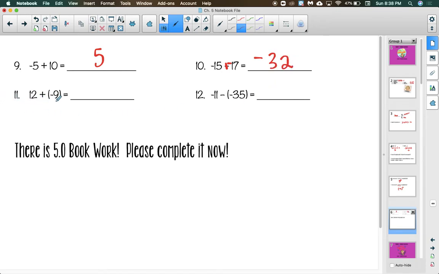Number 11, 12 plus -9. There's more positives than negatives, so I'm going to have a positive answer. Make 0 pairs, so I'll subtract. 12 minus 9 is 3.